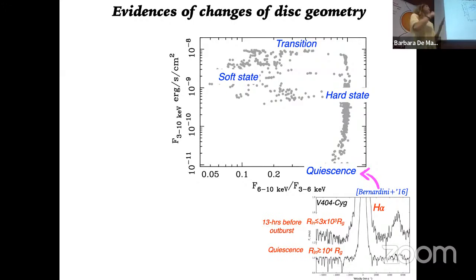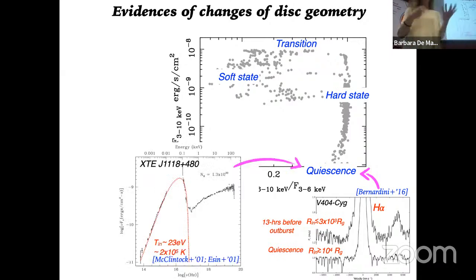So it was regularly monitored, and by chance, people could observe the source just 13 hours before the start of the outburst. So basically, they could see how the optical spectrum changed. And what they saw is that this H-alpha emission line from the accretion disk got broader. By measuring the broadening of this line, it was possible to estimate a radius of emission. And what they found is that this radius evolved from a large truncation radius down to a smaller truncation radius. So this was taken as a clear evidence that the disk is highly truncated when the source starts an outburst.